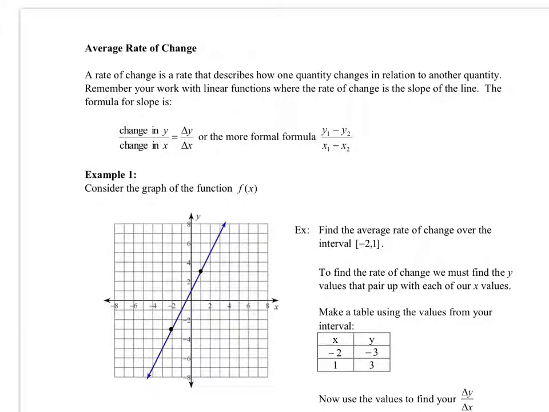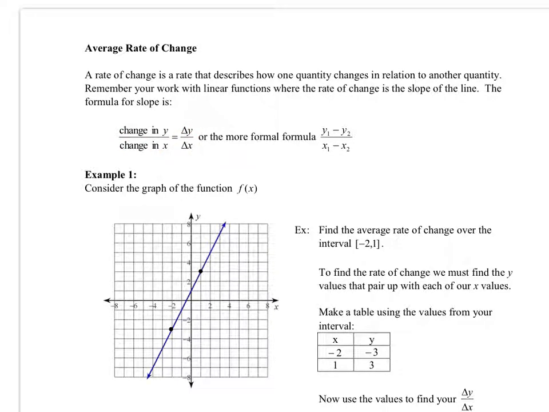So average rate of change. Okay. It is a rate of change, right? So it's a rate that describes how one quantity changes in relation to another one. If you think about slope, which is really what average rate of change is, it's just the slope between whatever two particular points they picked. It's the change in y over the change in x.